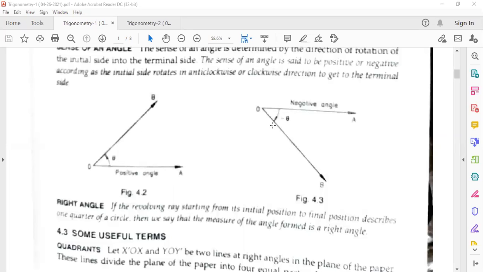Here OA to OB, the direction is clockwise, so this is a negative angle. But here OA to OB it is taken as the anti-clockwise direction, so theta is positive. When we take the anti-clockwise direction, the angle will be positive; when it is taken clockwise, it will be negative.